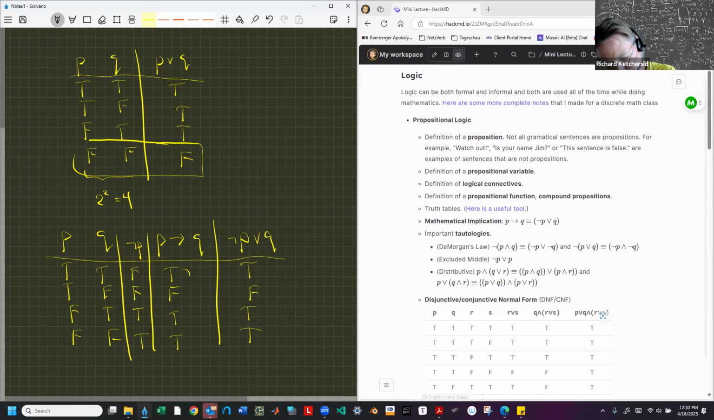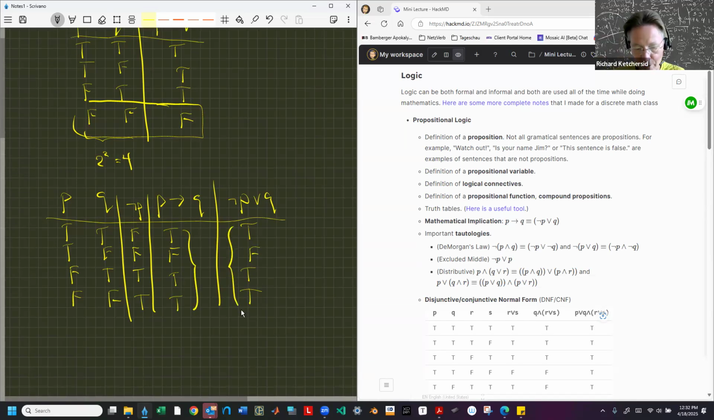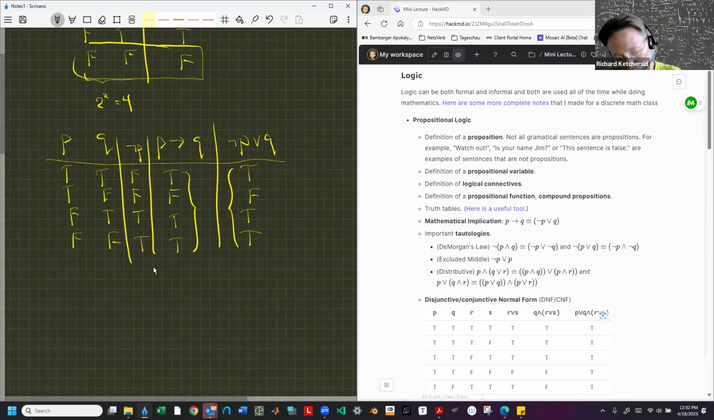Notice that these two columns are exactly the same. So those are actually called equivalent propositions. So we could write here P implies Q is equivalent to not P or Q. What this means is they have the same truth tables. This is the truth table for this thing, and this is the truth table for that thing. They have exactly the same truth table, given the various possibilities of true and false for P and Q.